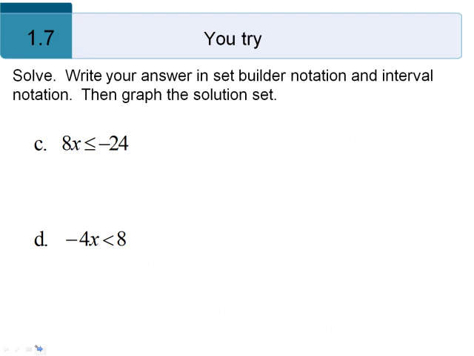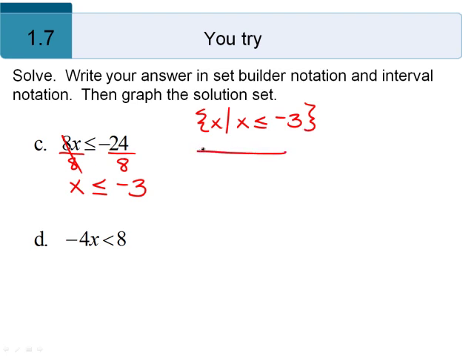Same thing. Solve, give set builder, interval, and the graph. On letter C, we need to divide by 8 on both sides. Now, the 8's cancel. x comes down. You do not change the sign. Even though you get a -3 here, we divided by a +8, so that inequality sign stays exactly the same. Less than or equal to -3. So, set builder is x such that x is less than or equal to -3.